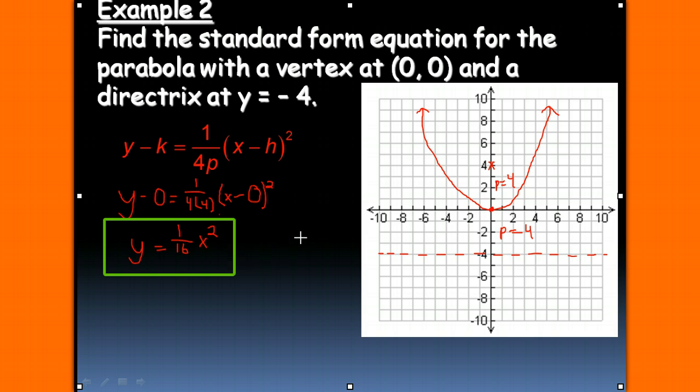So that's going to do it for part 1 of our parabolas. We're going to do some more examples in part 2, including ones that are left and right openings. So make sure you check out those.